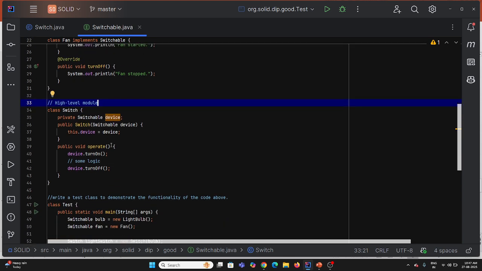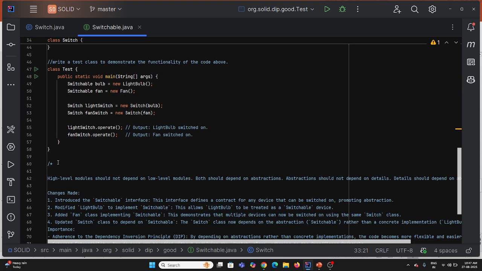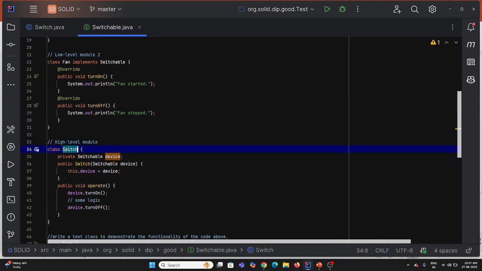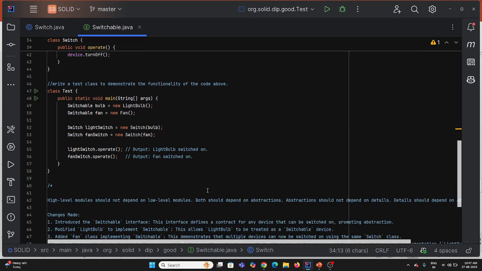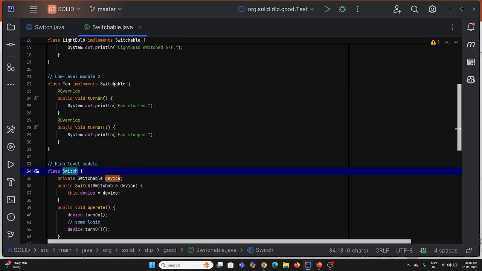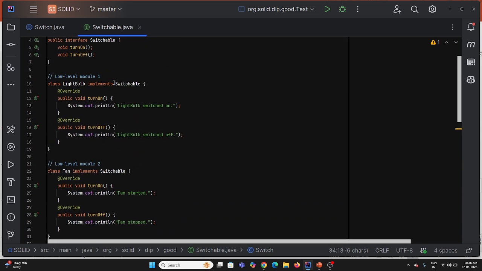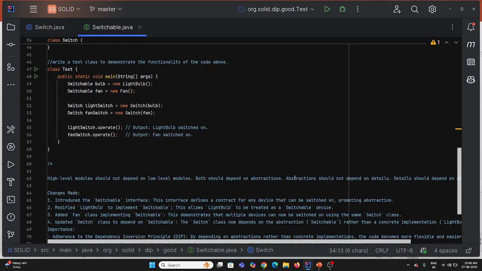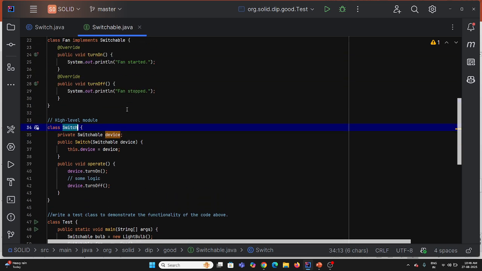Here let's understand the definition again. High level module should not depend on low level module. Our switch class is not dependent on any of the low level modules like fan or light bulb. Then both should depend on abstraction. Yes, they depend on abstraction. Fan implements Switchable and light bulb implements Switchable. Again, it says abstraction should not depend on details, details should depend on abstraction. This we are also following because we are using interfaces.